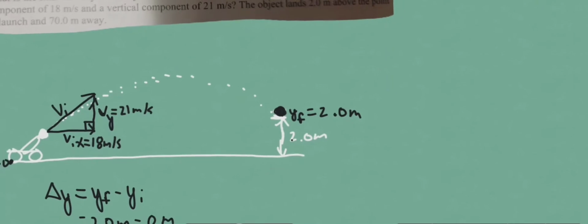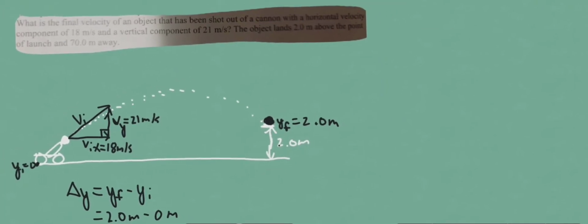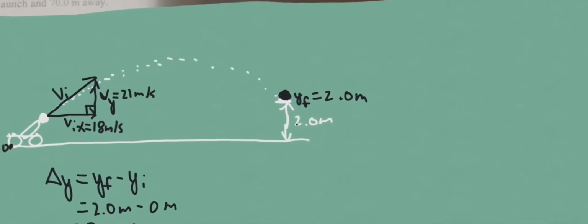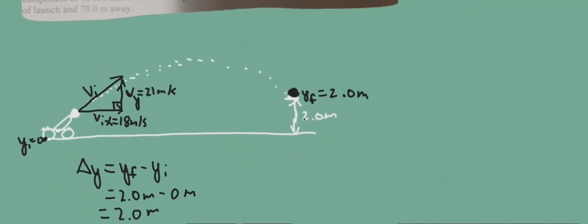It also told us that it lands 70.0 meters away from the launch point. So what they're also telling us is that this distance from here to here is 70.0 meters.